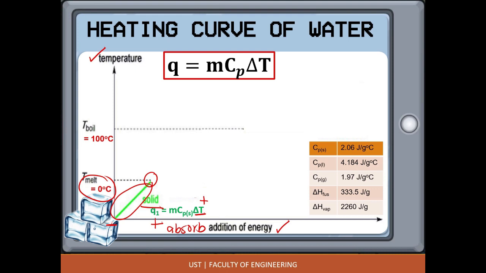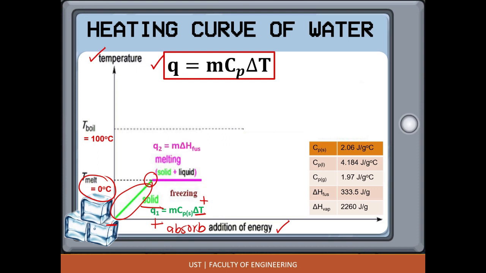When it reaches its melting point, it will melt at constant temperature. At this point, both solid and liquid phases are present. Because it changes its phase at constant temperature, if we use the Q equals mCp delta T, we will be faced with a zero amount of heat, which will not make sense because we did add heat in order to melt it. Now, to calculate the amount of heat absorbed or released during phase change, we use this formula.